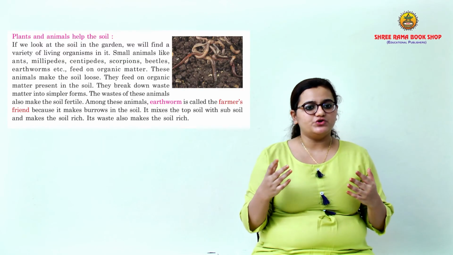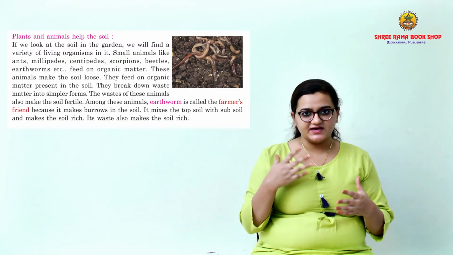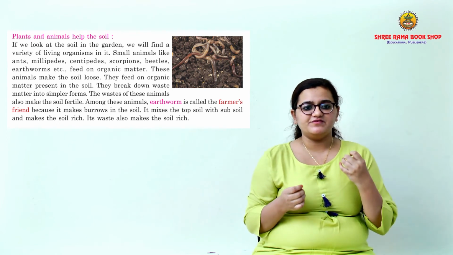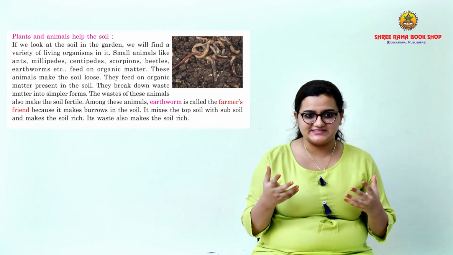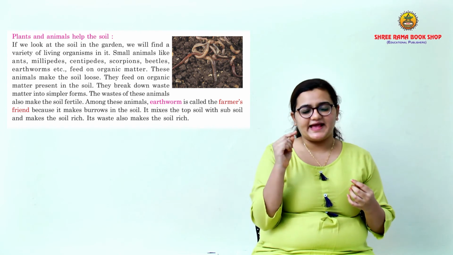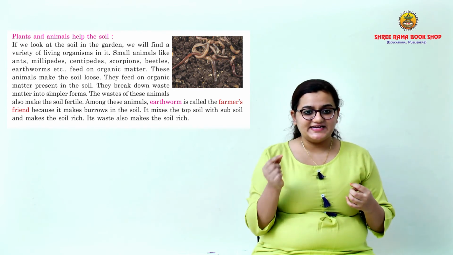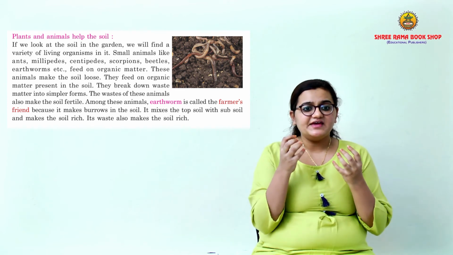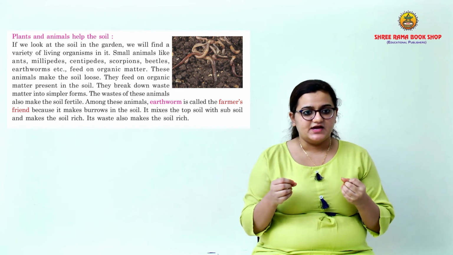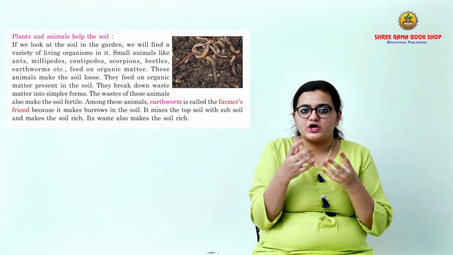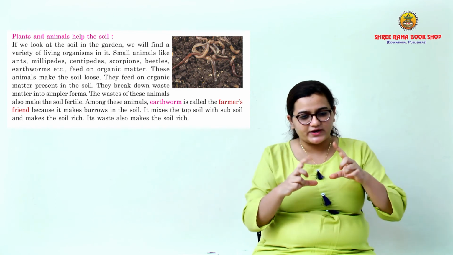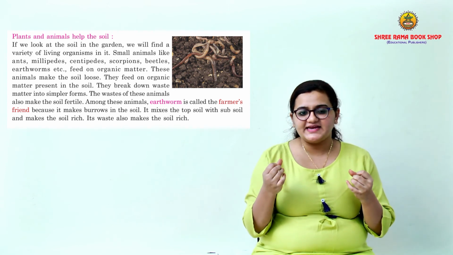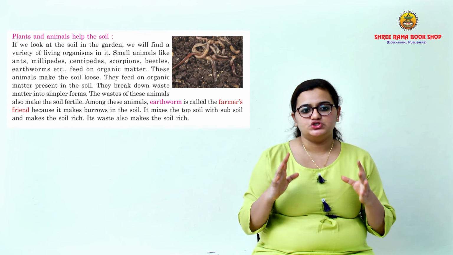Now let us come to plants and animals helping the soil. If we look at the soil in the garden, we will find a variety of living organisms, right? Small animals like ants, millipedes, centipedes, scorpions, beetles and earthworms feed on organic matter. These animals make the soil loose because they are moving inside the soil. They feed on the organic matter present in the soil.